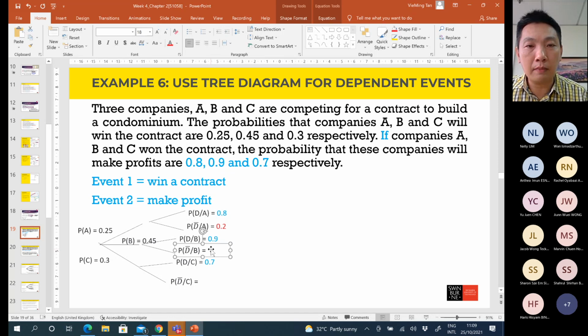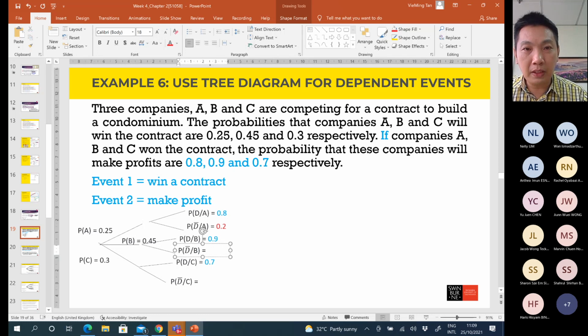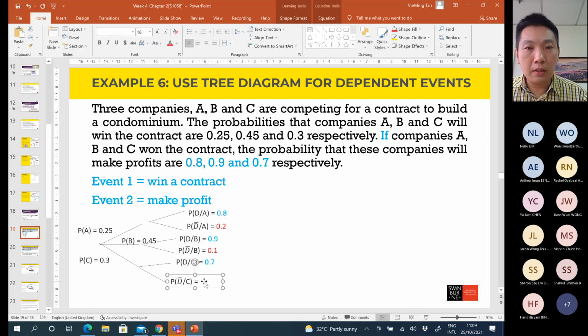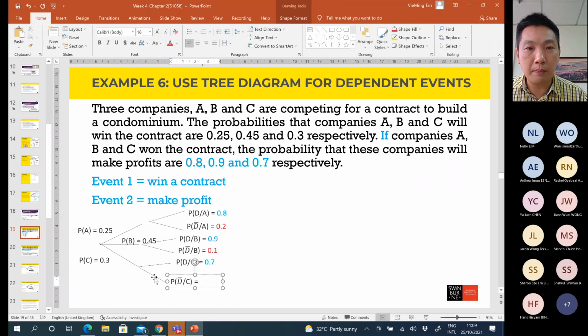Okay, then how about this one? Because these 2 are from the same point, so as a result, the probability for this branch should be 1 minus 0.9. So I get 0.1. Okay. How about this one? This one should be equal to 1 minus 0.7 because these 2 branches are from the same point. So it's 0.3.